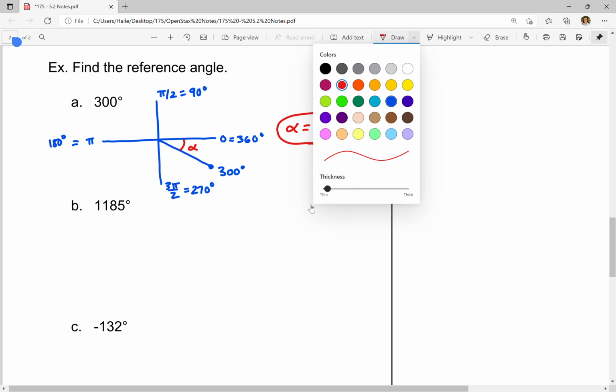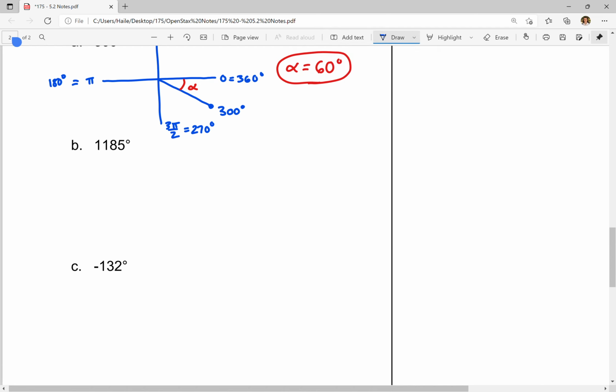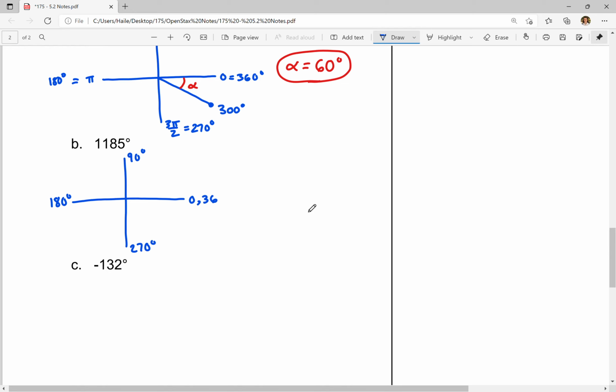Okay, so let's look at our next example. So this time we have 1,185 degrees. So once again, let's go ahead and draw our 4 quadrants. This time I'm just going to write them in degrees, since we talked about how we got that last time. So we have 90, 180, 270, and 0 is the same thing as 360.